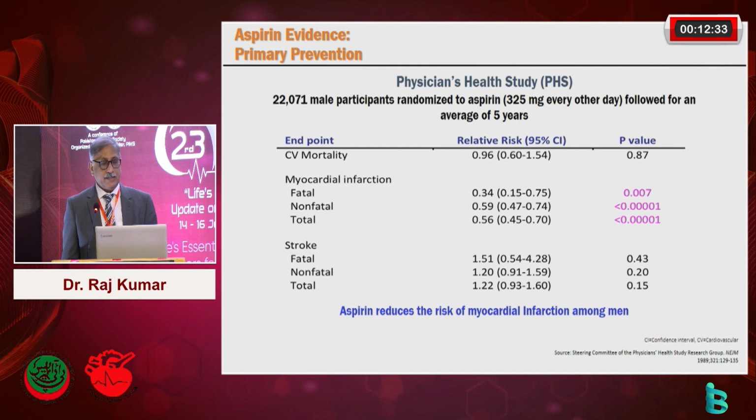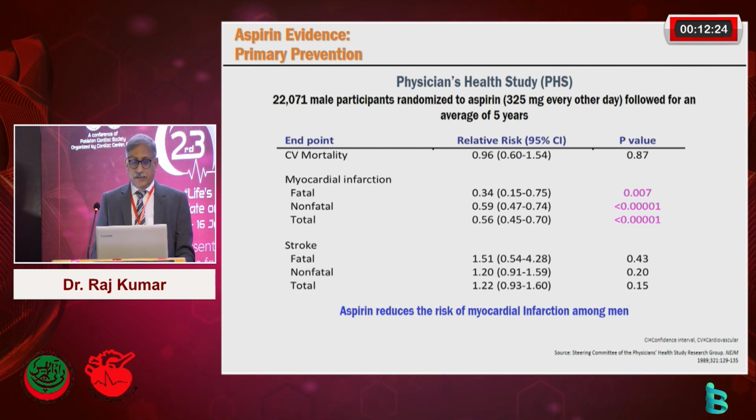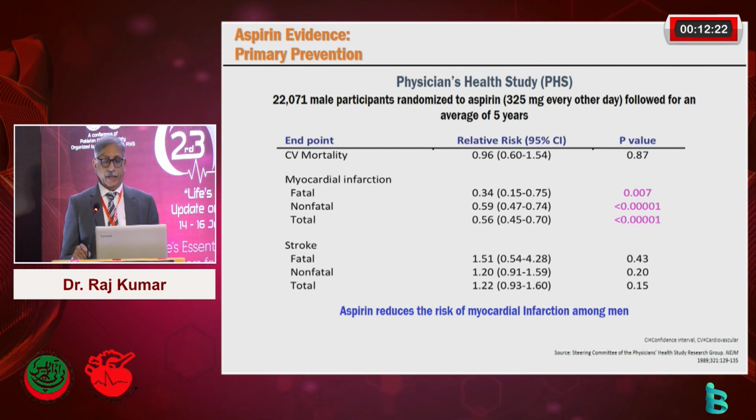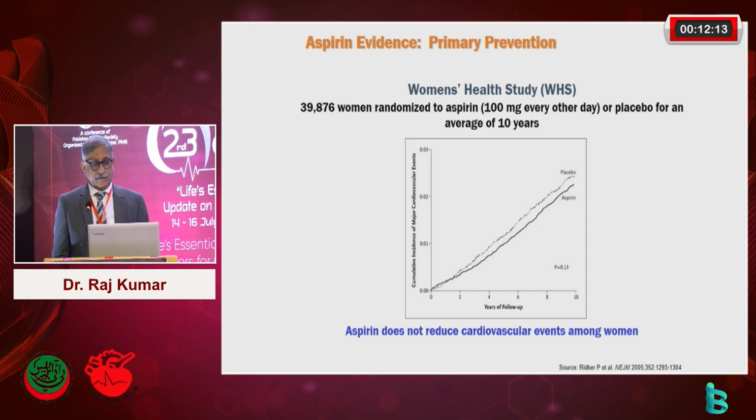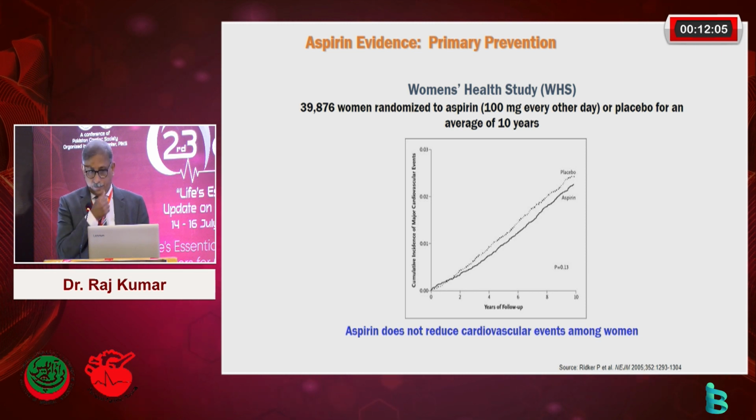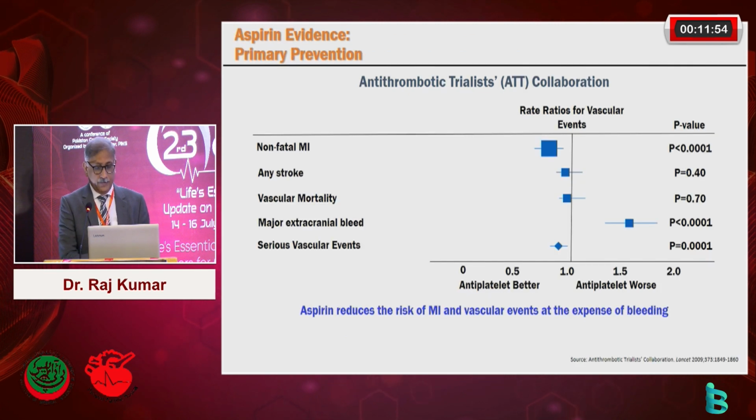This is the Physicians' Health Study, in which 22,071 male patients were studied. Remarkably, it showed that it reduces the risk of myocardial infarction among men. So there is no doubt that it reduces myocardial infarction, fatal, non-fatal, or total MI. But in females, aspirin does not reduce cardiovascular events among women. This is the primary prevention trial from the Women's Health Study, in which 39,876 women were randomized. So this is interesting. Males show a big difference, and females do not.